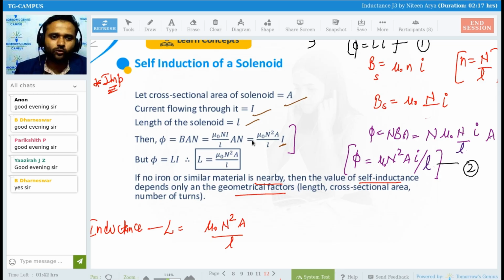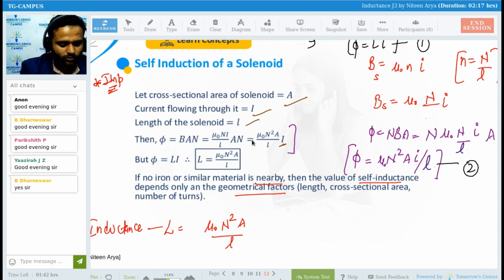It means if they are nearby, they affect the magnetic field, because the magnetic field then attracts them. The moment the magnetic field attracts them, this phi is not directly L i. This phi is something else, because the magnetic field is going to decrease. So for this particular terminology, L is dependent on the geometrical factors.